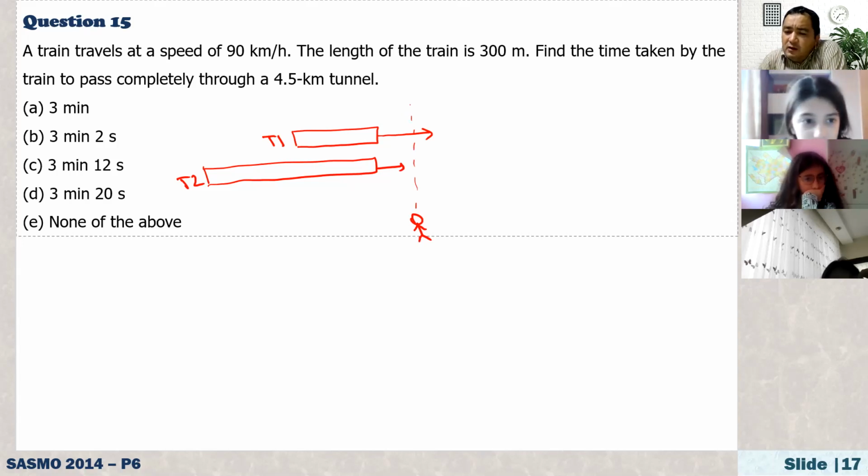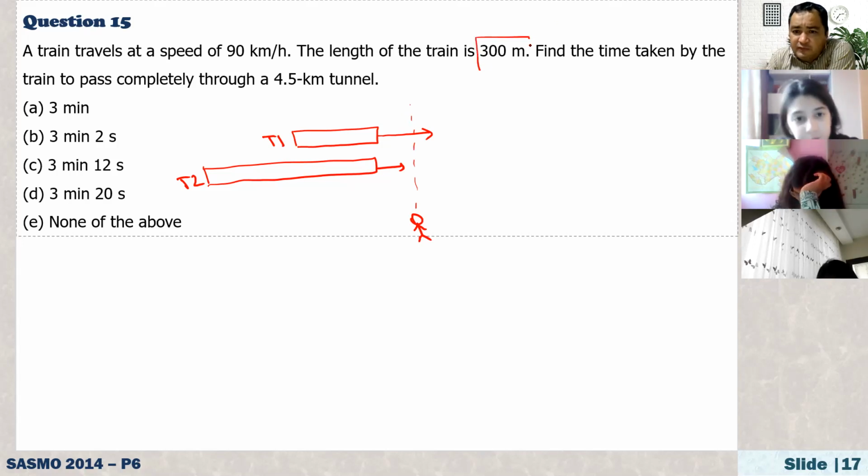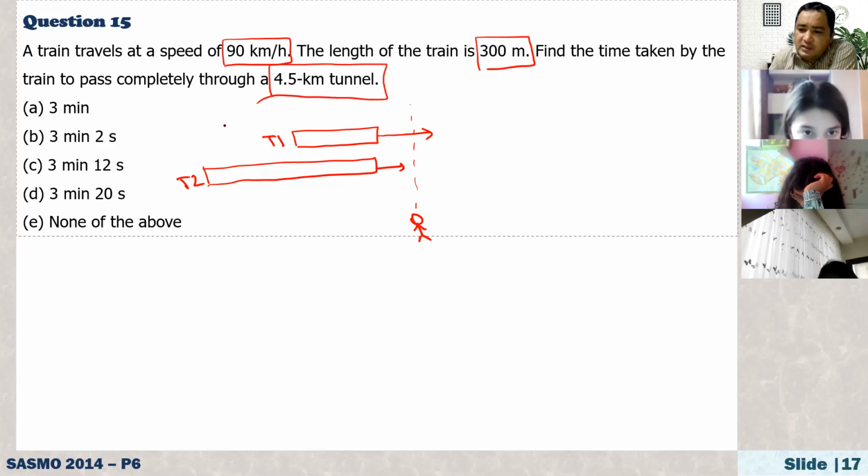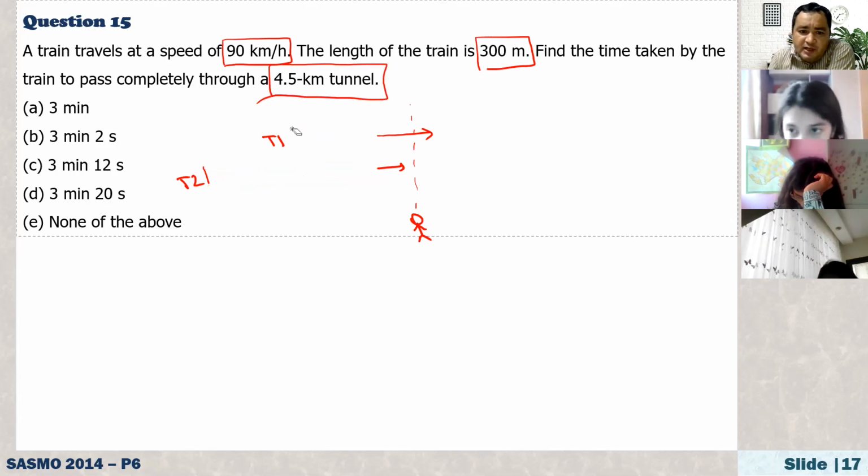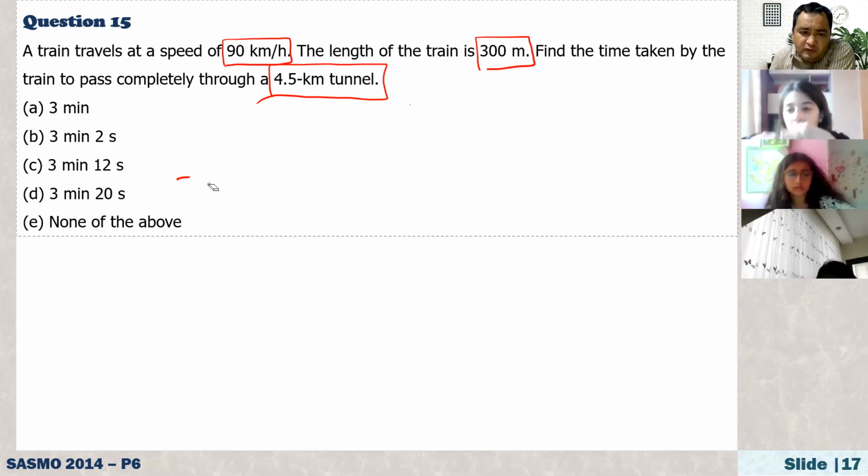So we are going to use this idea, because how long it takes to pass through the tunnel depends on the length of the train, right? If the train is very long, it takes longer. If it is shorter, it takes less time. That's why the length of the train is given, because it is important. Speed is important because of how fast it is moving, and the length of the tunnel too. These are really important information, so we have to use them. Now, after understanding this idea, let me tell you the idea, then you will solve it, okay?